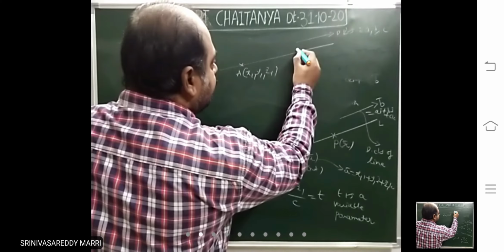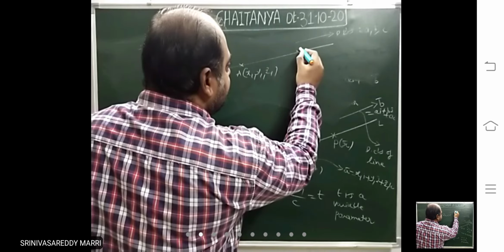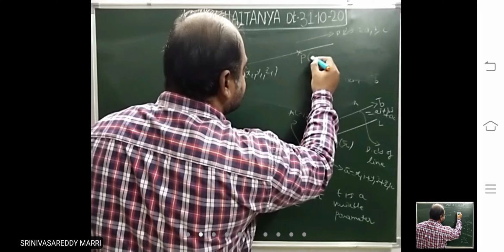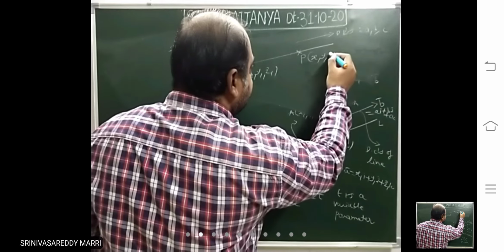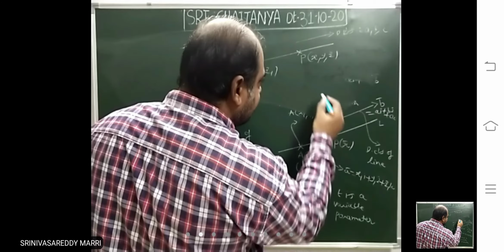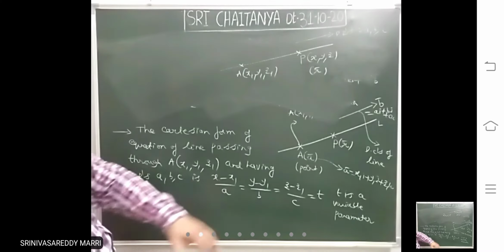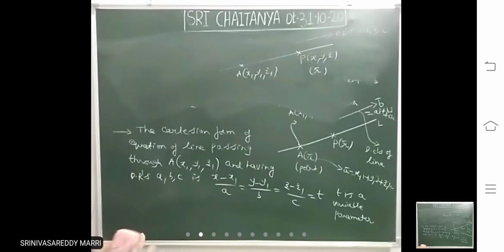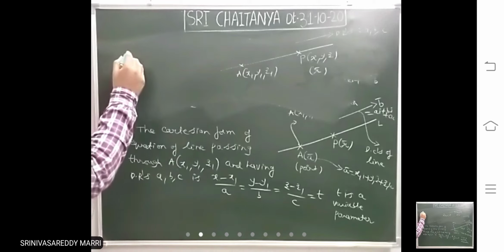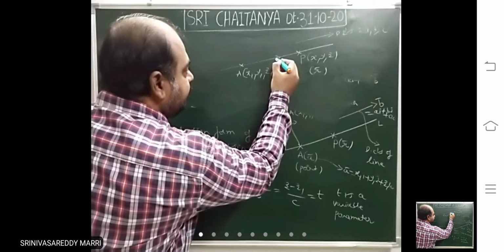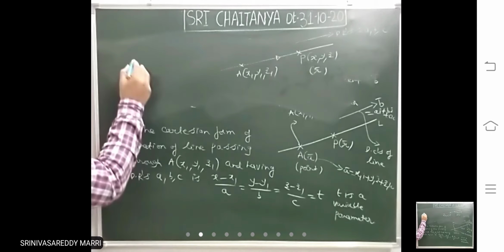Look at this. Let us consider any point on the line. In vector form it is R bar. In Cartesian form, we will take this as x, y, z. Now look at AP bar, you take the AP bar line.